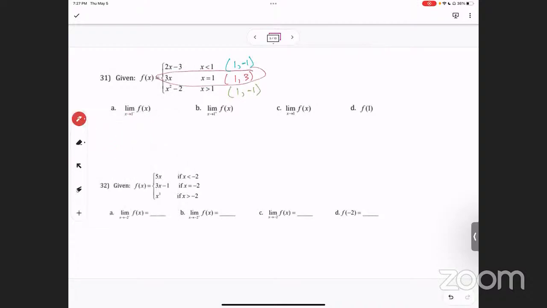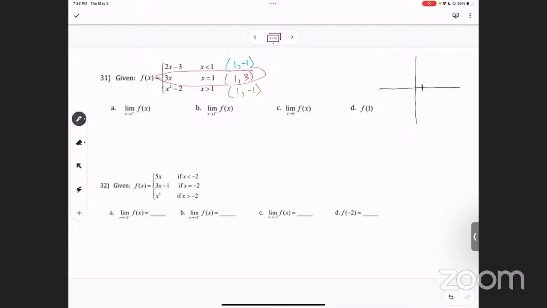Are you good at visualizing what's happening? Yeah, I can kind of see what's happening. So there's essentially going to be a hole at 1 comma negative 1, and then the dot is going to be at 1 comma 3. Can you visualize that? Yeah. That's why I like to graph them, because I don't know how good you are at visualizing it. For me, I can see right away what's going to happen.